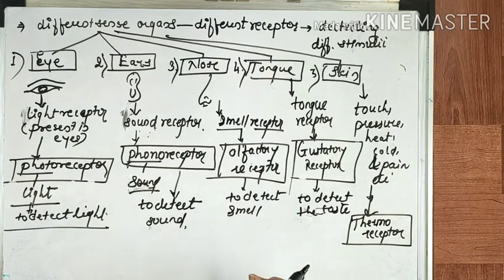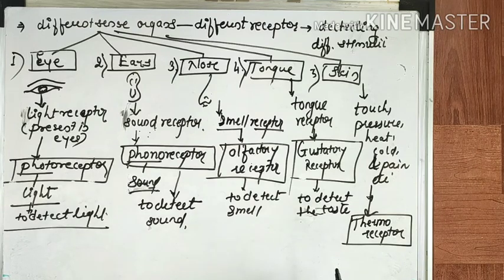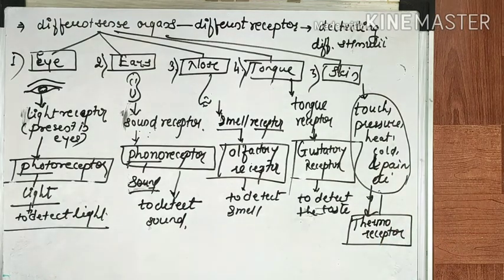And the last receptor is known as thermoreceptor, which is present in our skin to detect touch, whether it is good touch or bad touch, whether it is pressure, heat, cold, and pain. All these parameters are detected with the help of the thermoreceptor. Right? Okay.